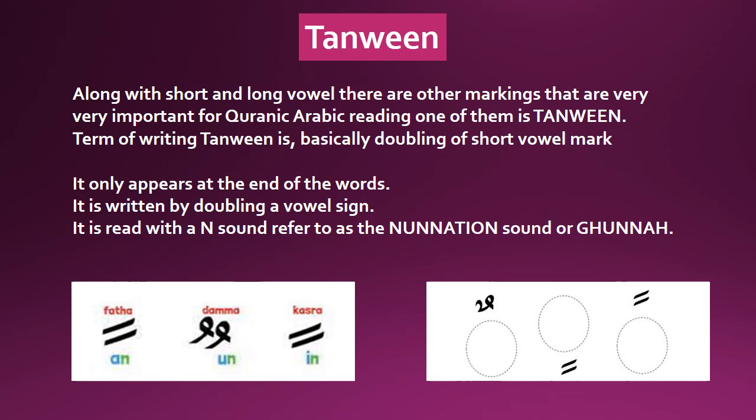Tanween. Along with short and long vowels, there are other markings that are very important for Quranic Arabic reading. One of them is tanween. Tanween is basically the doubling of a short vowel mark. It only appears at the end of words. It is written by doubling a vowel sign. It is read with an N sound, referred to as the nunation sound or ghunna.